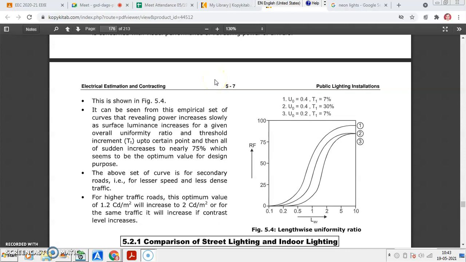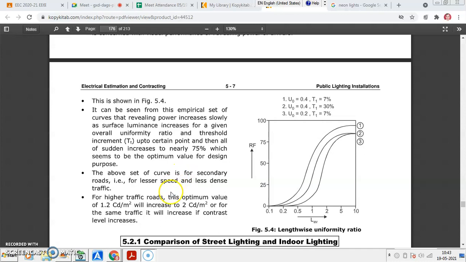Lengthwise uniformity ratio is shown in this particular diagram, Figure 5.4. What it is showing, as seen from the empirical set of curves, is that revealing power increases slowly as surface luminance increases, for a given overall uniformity ratio and threshold increment, up to a certain point, and then all of a sudden increases nearly to 75%. This seems to be the optimal value for design purposes.